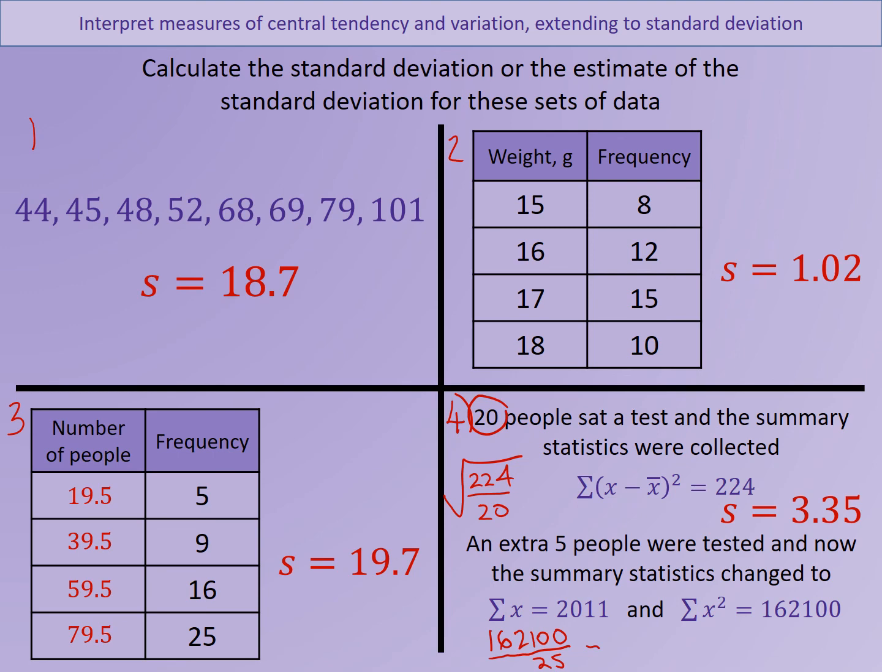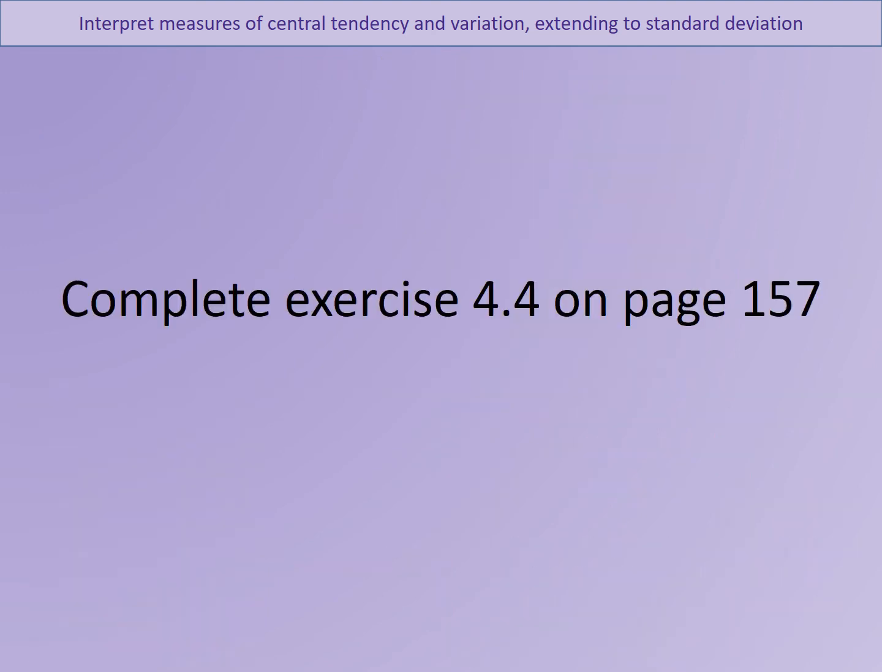Now we're given the sum of x, so if we want to work out the mean, then we need to divide 2011 by 25, and then we need to square this, so this is x bar squared, and then we need to take the square root of all of that, and that gives us 3.66. Now you can take a look at exercise 4.4 on page 157.